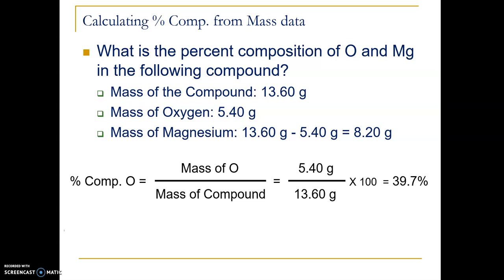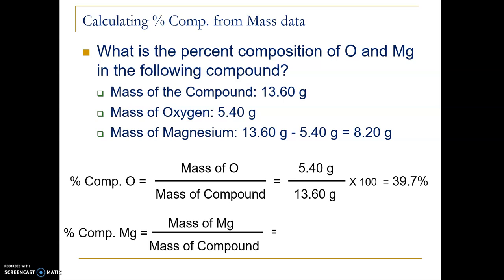Now let's do the same thing for the percent of magnesium. To calculate the percent of magnesium, I'm going to take the mass of magnesium divided by the mass of the compound and then multiply that by 100. So our mass of magnesium was 8.20 grams. The mass of our compound again was 13.60 grams, and multiply by 100. When we do that, we should get a percentage of 60.3%.